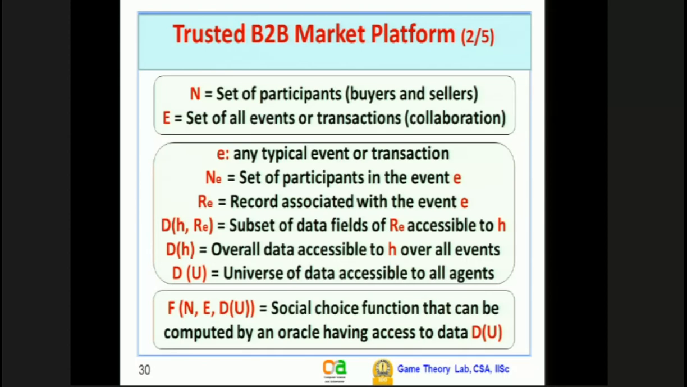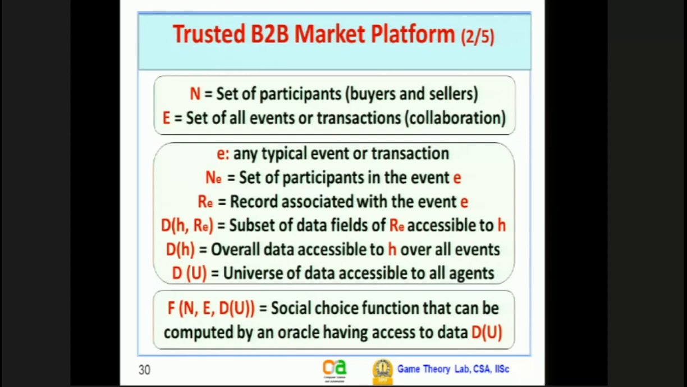H is any typical node, any typical user here. D(H) is the overall data accessible to H over all the events which are happening in the blockchain. And D(U) could be the entire universe of data accessible to all agents. In other words, D(U) will tell you all the data that is accessible to all the agents, but there is so much other data that may not be accessible to the agents. So in order to set up the mechanism design problem here, what we did was to define a social choice function which can be computed by an oracle having access to the data D(U).